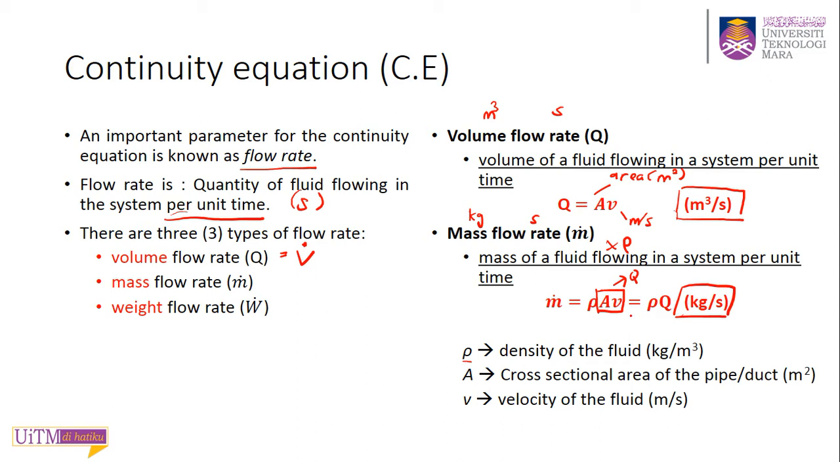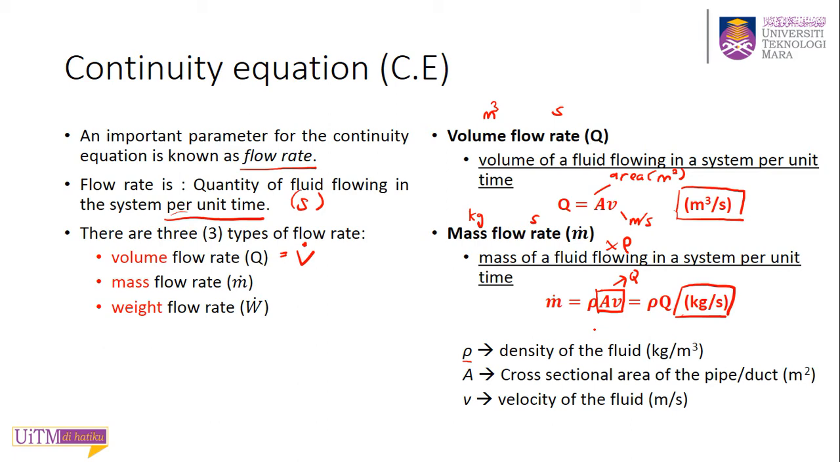Okay, that's why you can also write it as rho times Q. Rho times volume flow rate will give you your mass flow rate. So that's mass flow rate, the mass of fluid flowing over time. So that's number two.